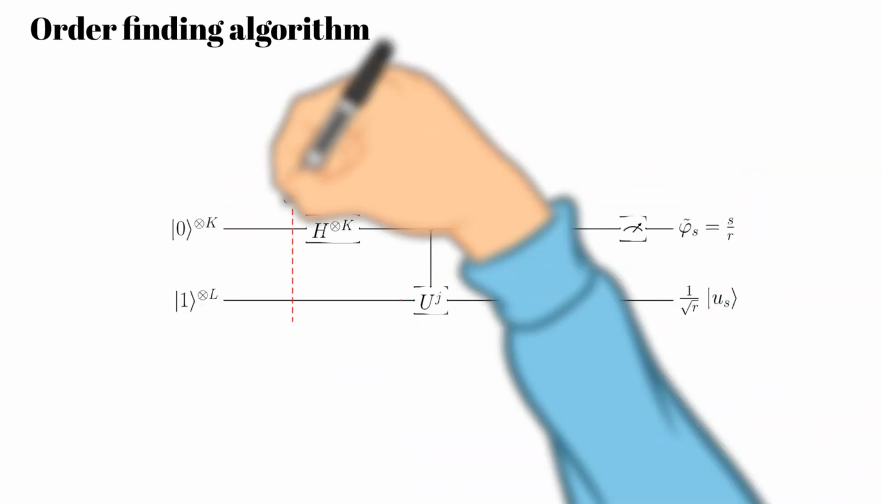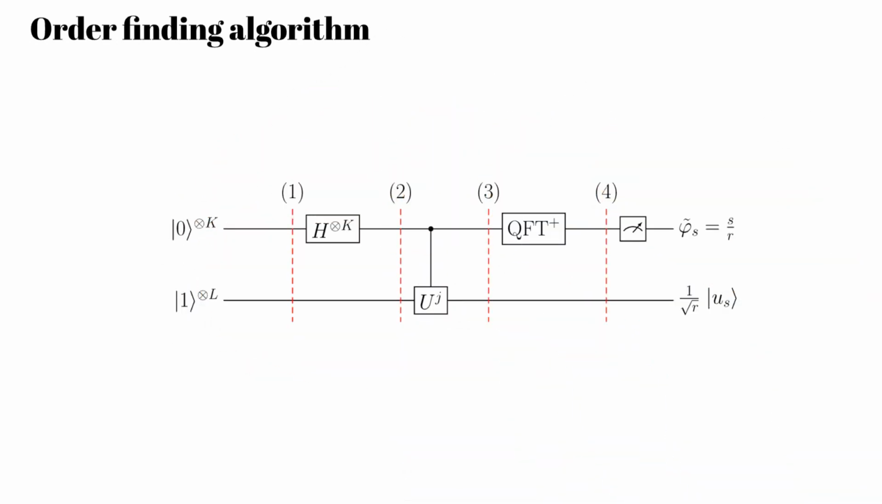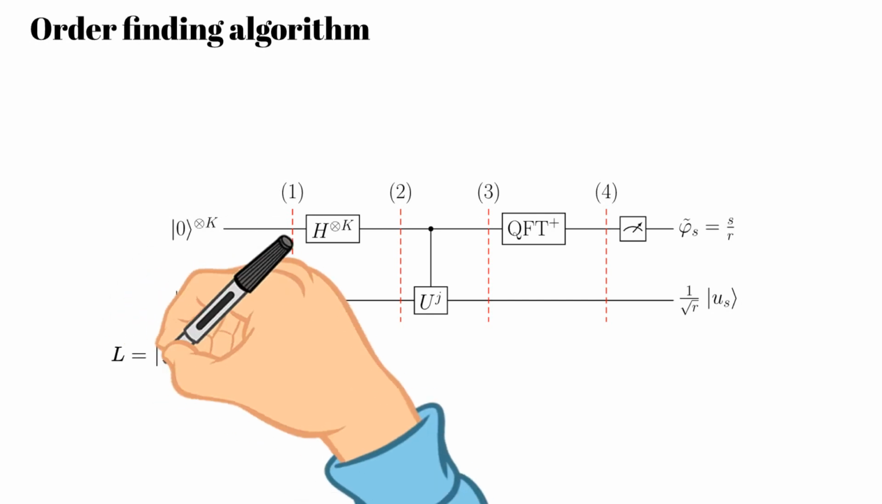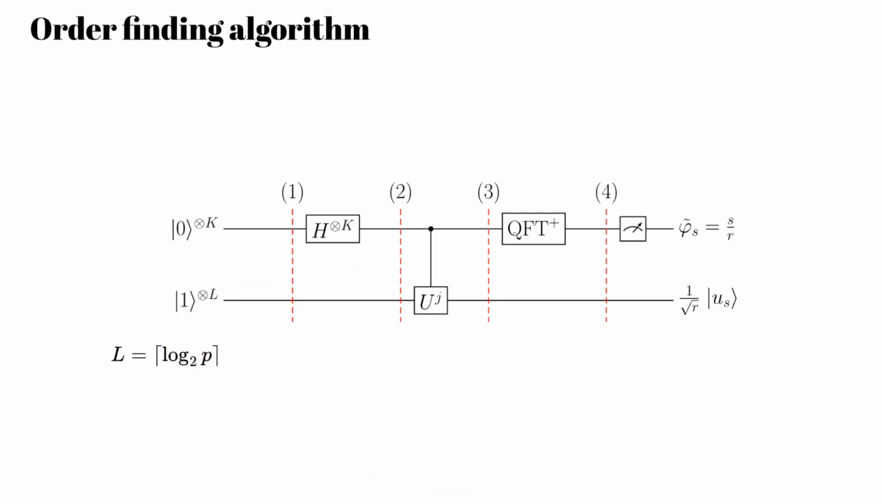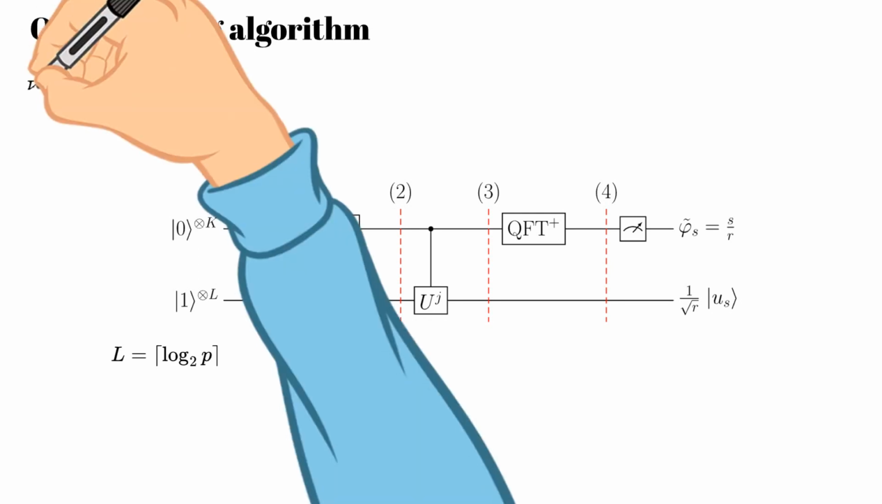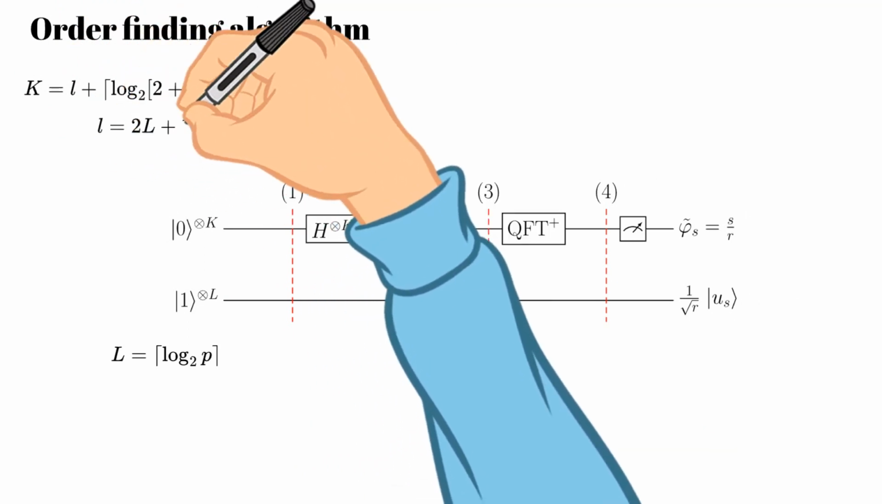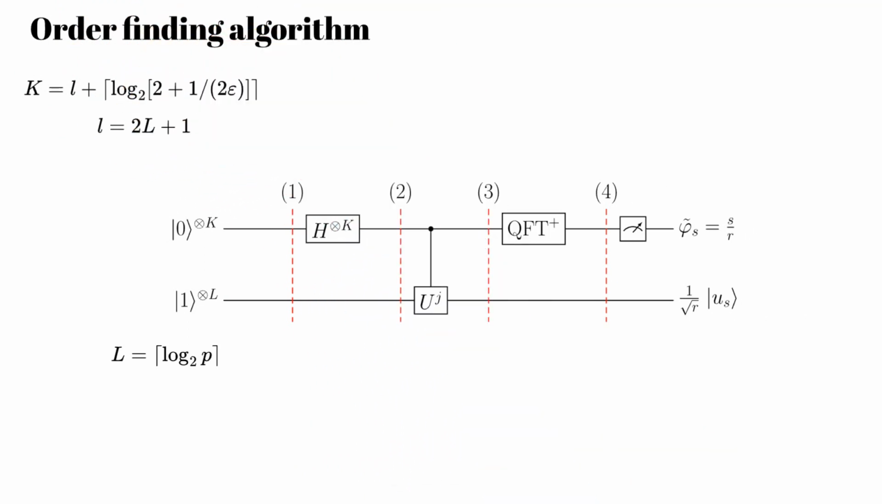Now, let's dive deeper into the quantum circuit which can solve a one-dimensional discrete logarithm problem. We start by defining capital L in the second register as the ceiling of the base 2 logarithm of the prime number p, which tells us how many qubits we need in this register. We then define capital K to control the failure probability, epsilon. The smaller the epsilon is, the more qubits we need in the first register. Clearly, we can see the number of qubits needed in the first register, K, is related to the number of qubits L in the second register.